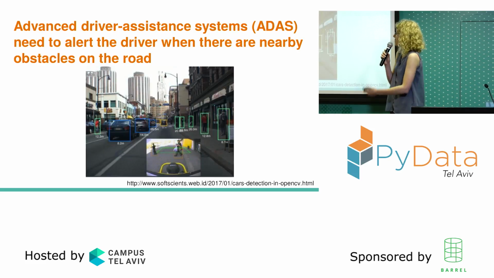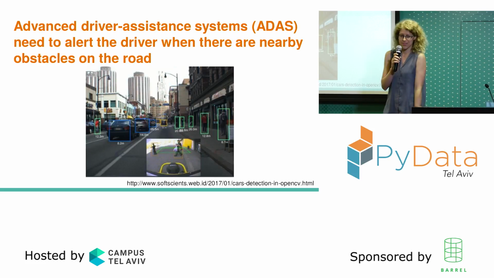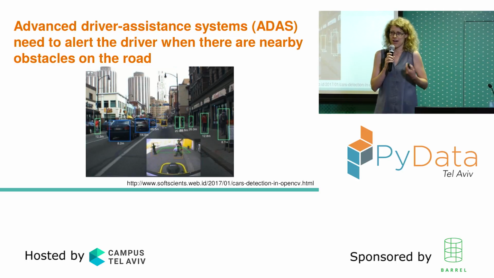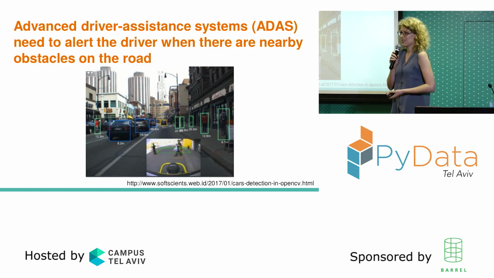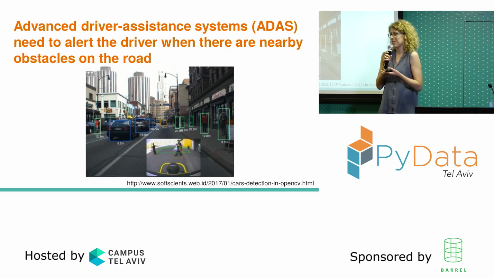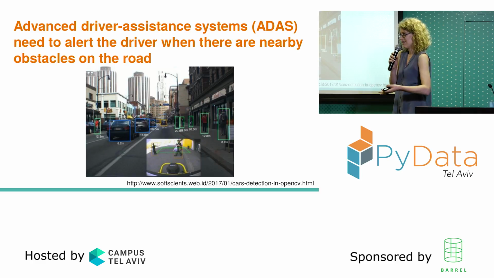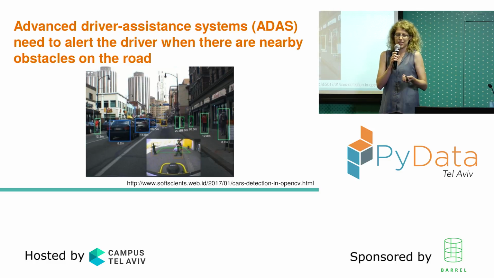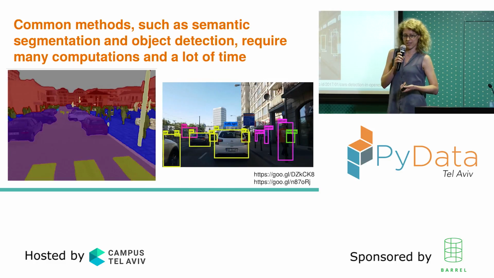So what was our project about? Advanced driver assistance systems. One of their main functions is to alert the drivers when there are obstacles that the car might run into. So basically, we need to know where they are and alert the driver.